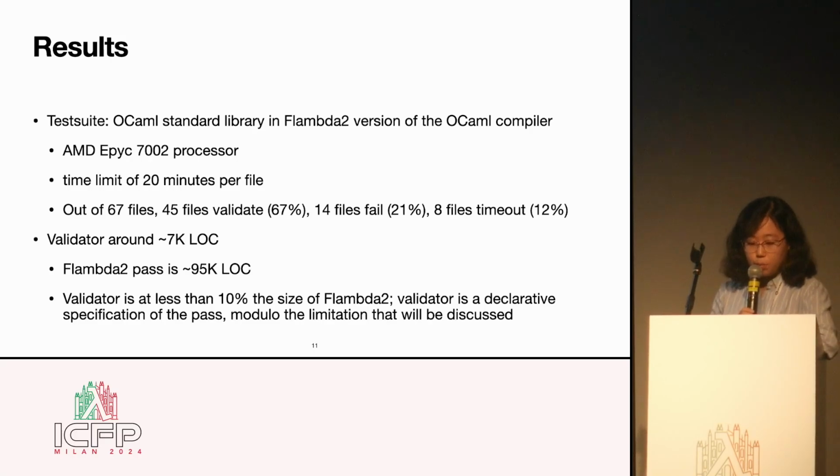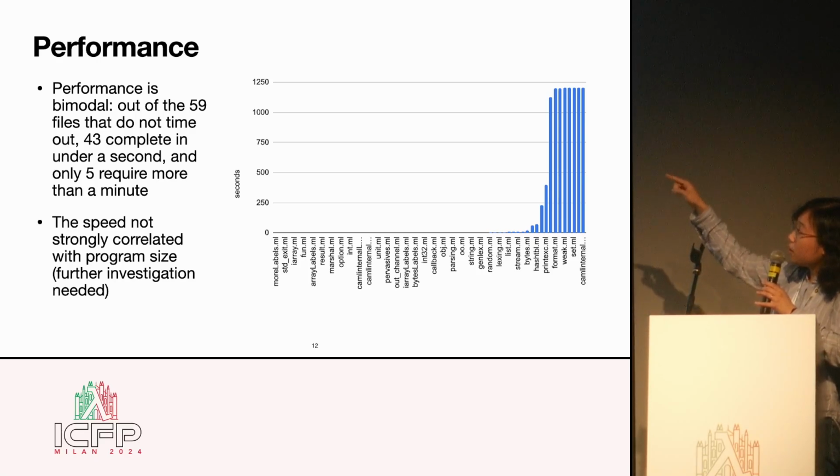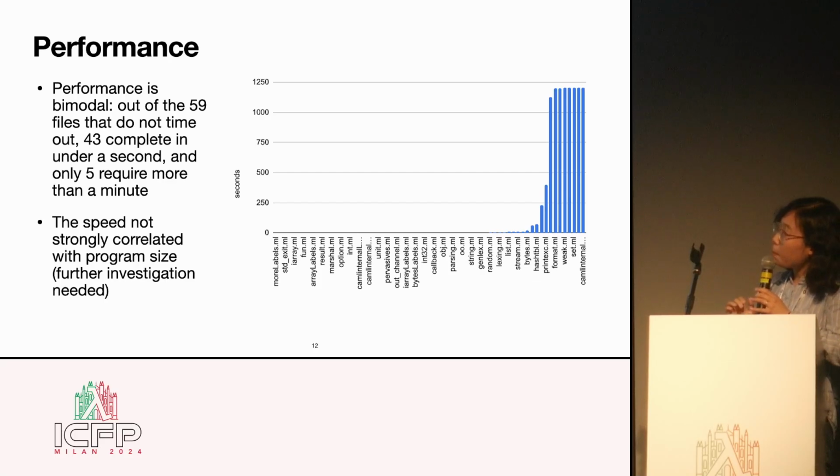And a note about performance. The performance itself is bimodal. Out of the 59 files that do not time out, 43 completed under a second. This chart shows all the files that did not time out, in seconds, and the cap is around 20 minutes. Only 5 required more than a minute. From our observation, the speed did not seem to strongly correlate with the program size, and we still need to do some further investigation on why these specific files time out.